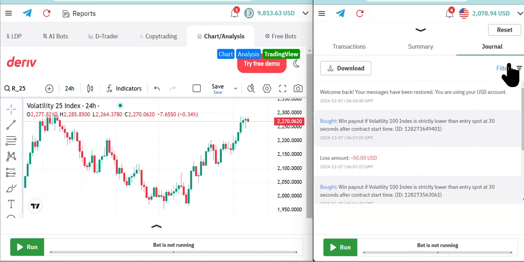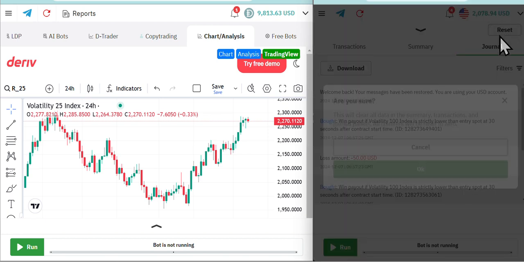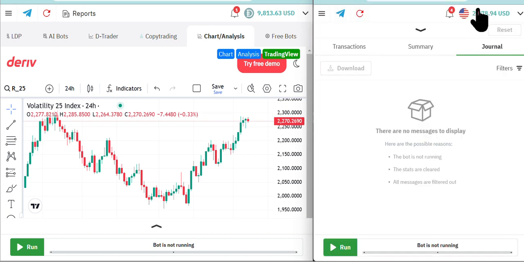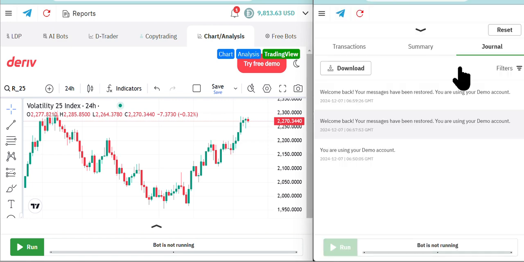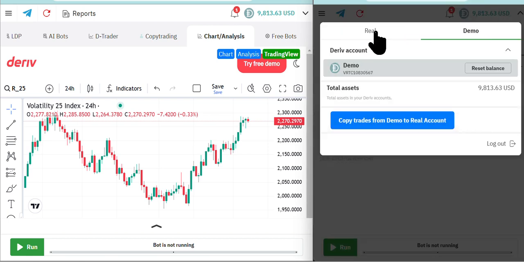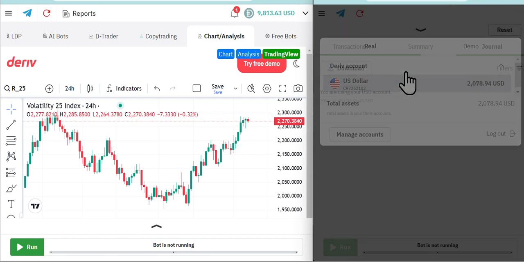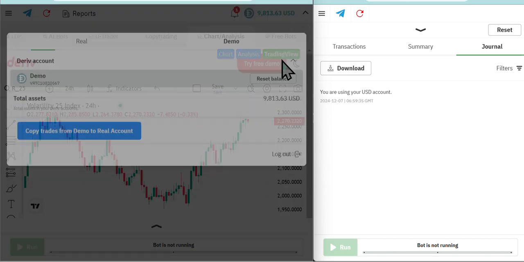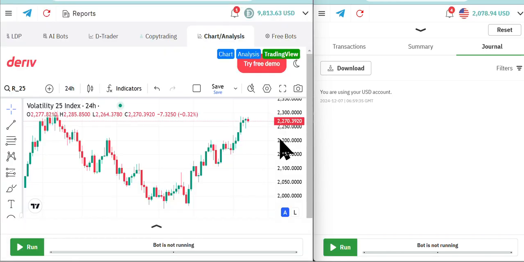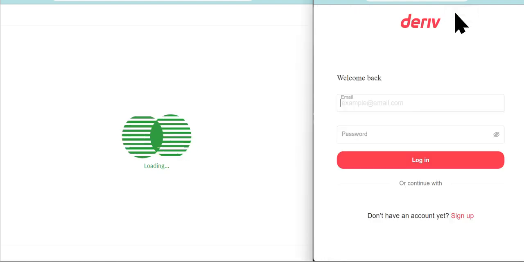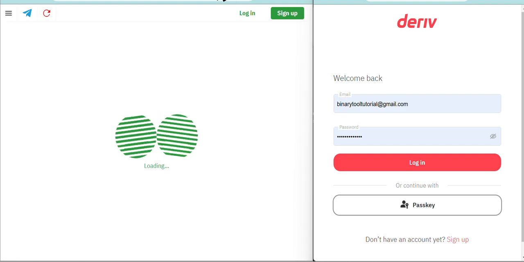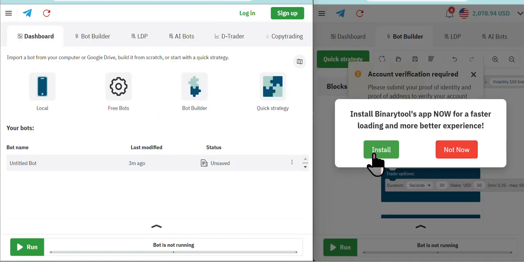So let me first reset my account. You can see we are using a real account, and these are demo. So we are going to use our real account. Let's switch to our real account. Let me log out here so that it does not confuse you. Let me go back and log into my account. All right.